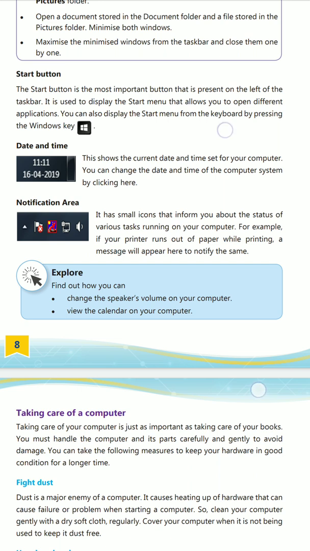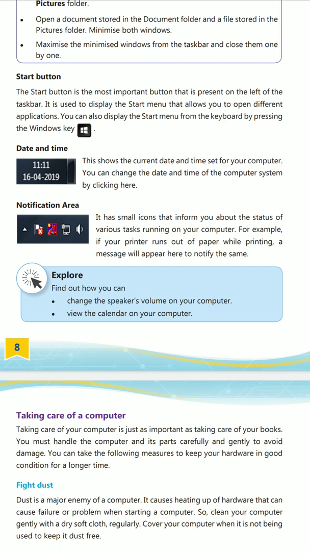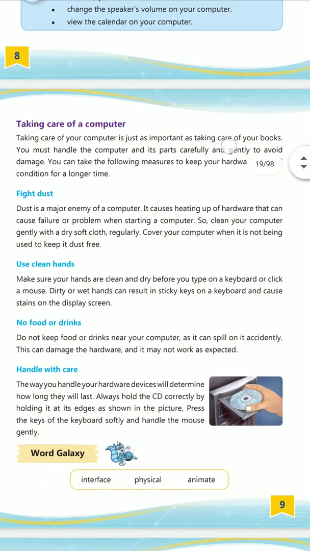Obviously, and date and time, with the help of date and time you can watch the current date and the correct time, whatever is going on. Notification area, it has small icons that inform you about the status of various tasks which are currently running on your computer. That is the use of notification area.